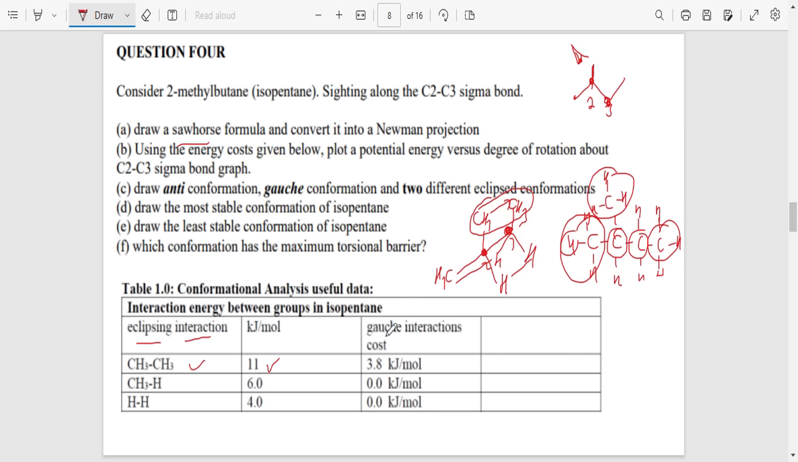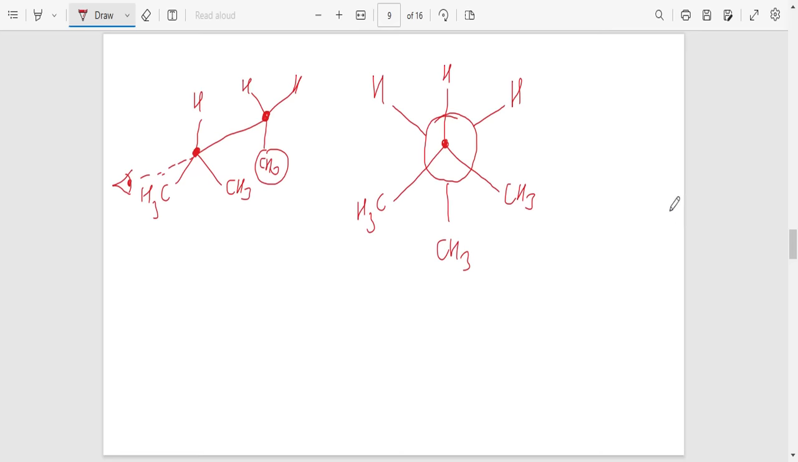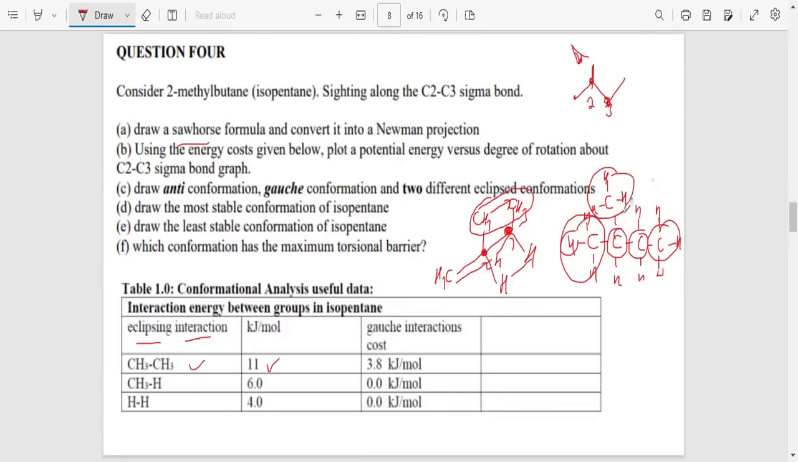But if it is a gauche interaction, what do we mean by gauche interaction? It is like this. This interaction between these two, they are staggered. The angle between them is 60 degrees. Such an interaction for a CH3 to CH3, the energy is going to be 3.8, meaning that the repulsion is not that much high as when they are eclipsing. And then for a CH3 to hydrogen, the energy is 6 if they are eclipsing. What do we mean by that? This eclipse here, that's the energy that is going to give us 6. But if it is hydrogen to hydrogen, it is 4.